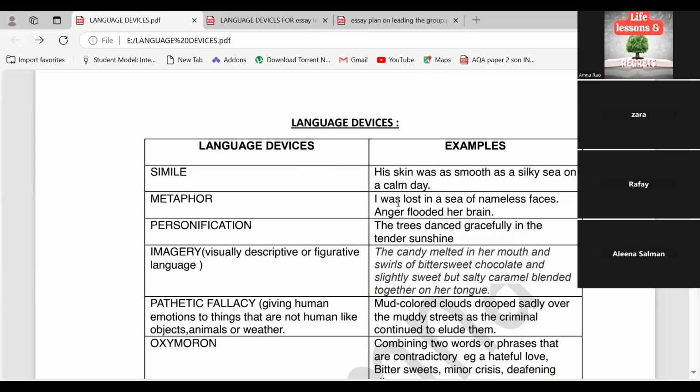Metaphor, let's read the example. Metaphor is also a literary device. It's a figurative device in which you compare two nouns with each other, but you're not using like or as. For example, I was lost in a sea of nameless faces. So actually, there are so many strangers in the hall wherever I'm sitting, and because they are in large number, I'm comparing them with a sea, right? Sea is something which has a large quantity of water in it, right? So I'm comparing those faces with a sea of nameless faces because I want to give the feeling that there are so many of them, right?